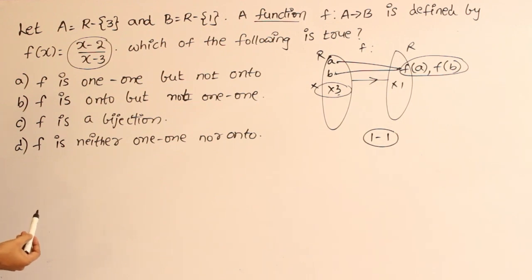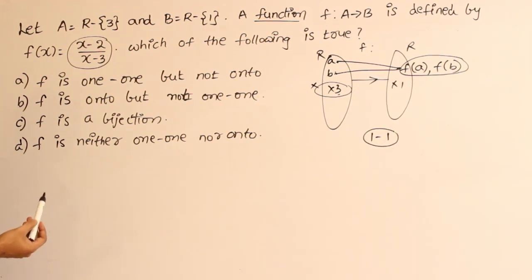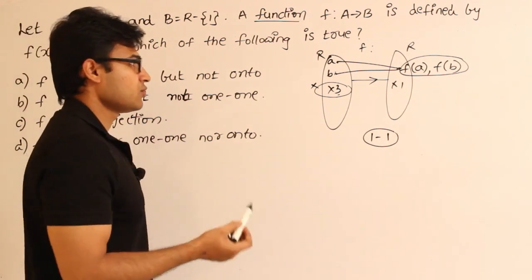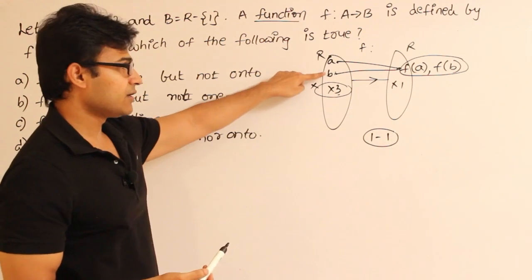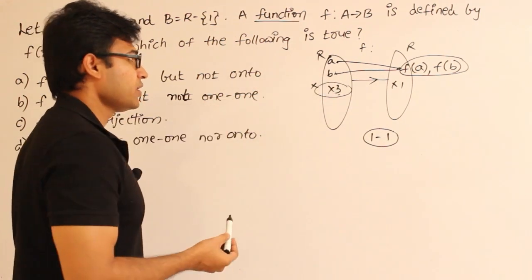Now let's try to test whether it is 1 to 1 or not. For this, I'll assume that it is not 1 to 1, which means I'll assume that there are two elements A and B such that f of A equals f of B.